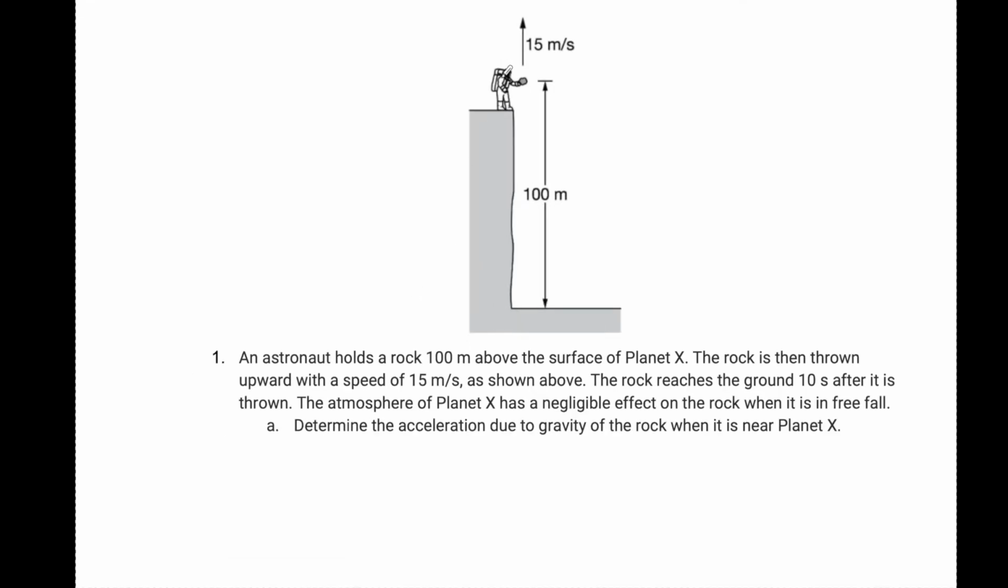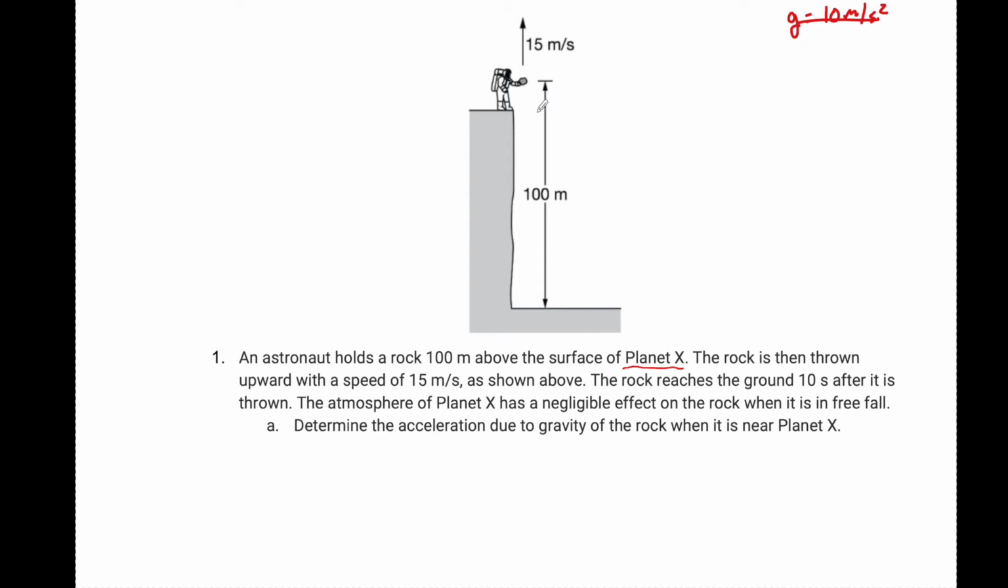The facts of the case are we have this astronaut. I think they use an astronaut to tell you that we're not on Earth. So when we're not on Earth, little g equals 10 meters per second squared is not going to apply. And they make that clear by saying we are on planet X. Now we're 100 meters above the ground, and that's very, very good to know.